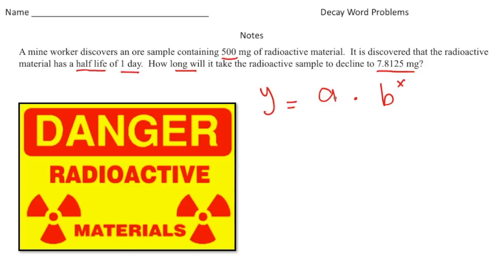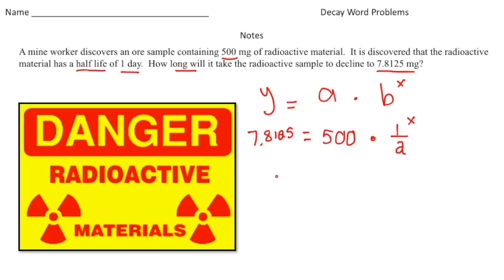Alright, and remember, the a value is how much you're starting with. So it's going to be 500 times, now we know that the material has a half-life, right? So that means our b value is going to be 1/2. And the question we're trying to answer is, how many days is it going to be until the radioactive material is down to 7.8125? So that's going to be our y value, 7.8125. And then the x value will be our answer that we're trying to get.